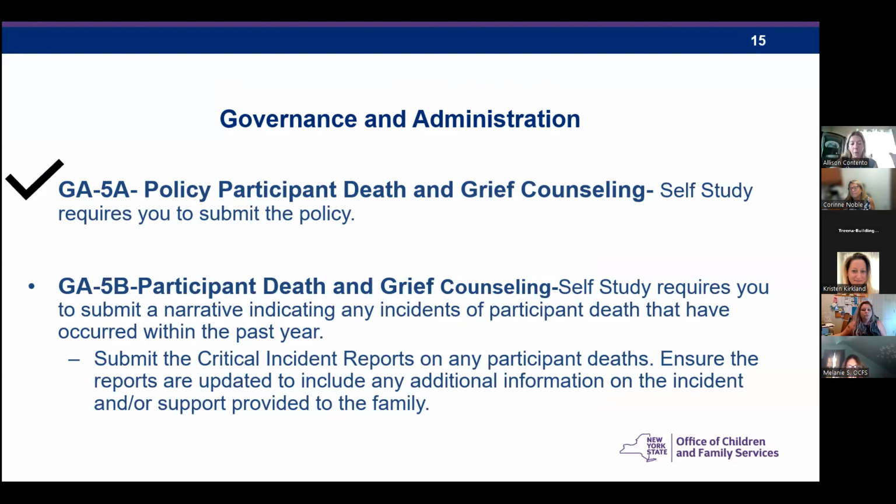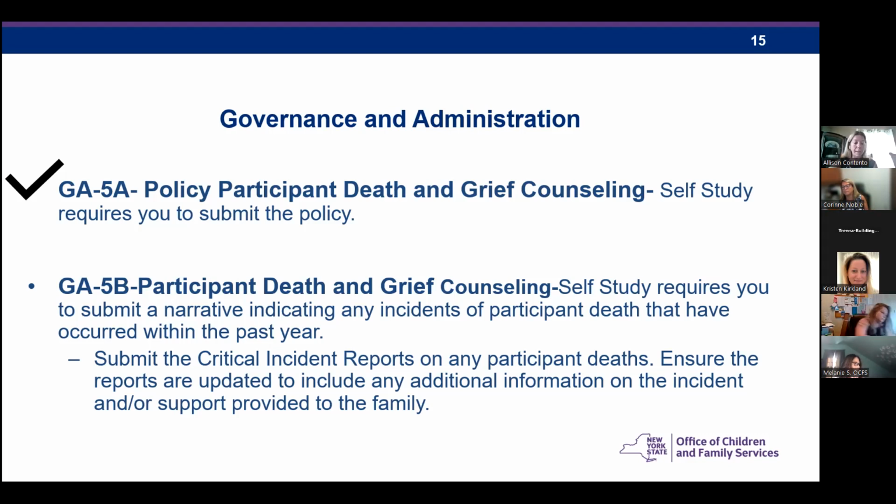The self-study requires you to submit a narrative indicating any incidents of participant death that have occurred within the past year. So instead of providing that information in a narrative form, you can submit those critical incident reports on any of the participant deaths. You'll want to make sure that those reports are updated to include any additional information on the incident and or the support that you've provided to the family. Specifically, it talks about making sure that you're offering those connections to grief counseling or mental health services for families.